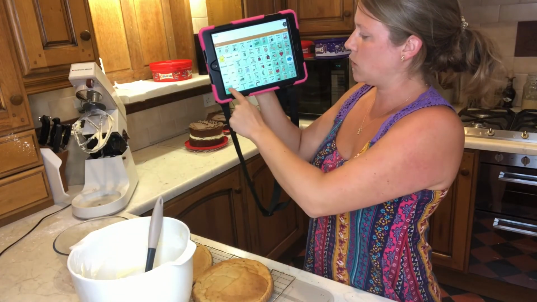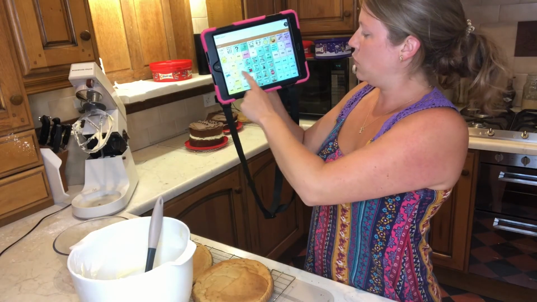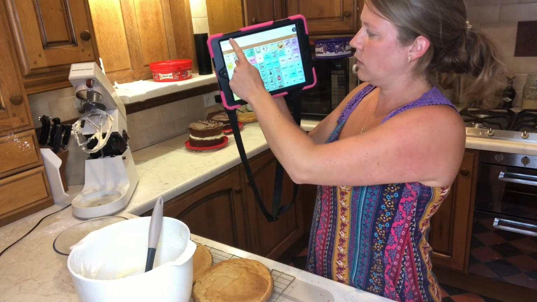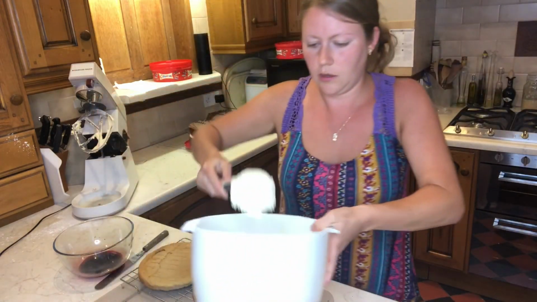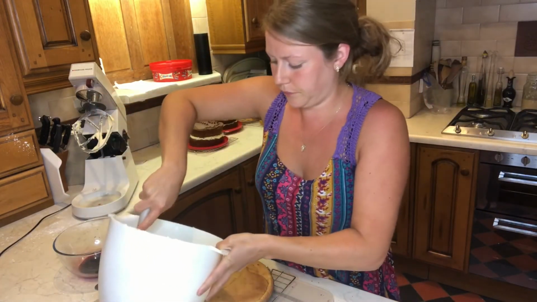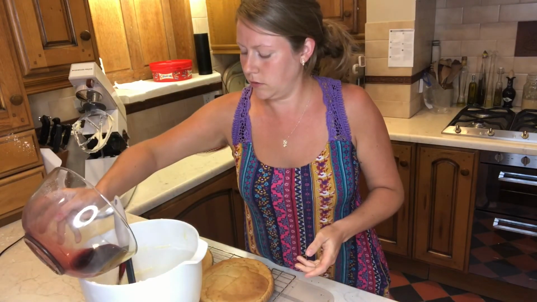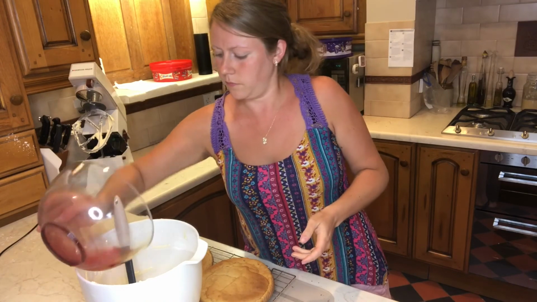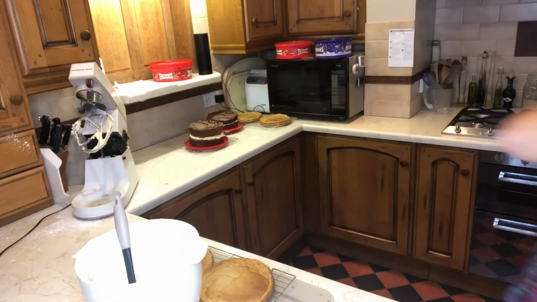And then I need to actions A to Z, P. Pour. I need to pour it in. This is the buttercream. I've already mixed that. So I'm going to pour that in. Make sure that doesn't drip.